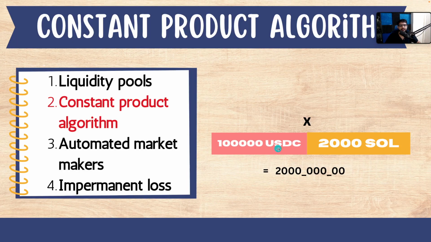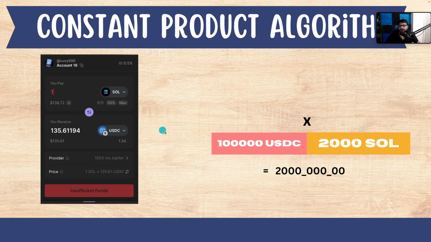X into Y in this case is whatever this number is, let's say 200 million. Let's say I go over here on Phantom and I say I want to pay 1 Solana and get back some USDC. Ignore the quote over here, that is the actual price. We have our own liquidity pool where this and this is present. So I will say I want to give 1 Solana. How much USDC will I get back?